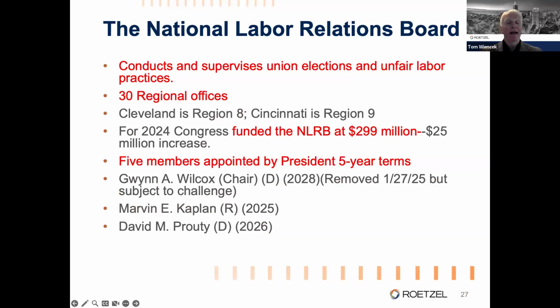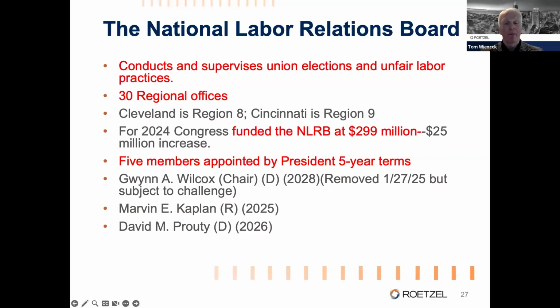Let's take a look a little bit at the National Labor Relations Board. This is the agency that administers the National Labor Relations Act. It conducts and supervises union elections and unfair labor practices. It's divided into 30 regional offices across the country. Cleveland is Region 8, Cincinnati is Region 9. Congress in 2024 funded it for $299 million, which is a $25 million increase.